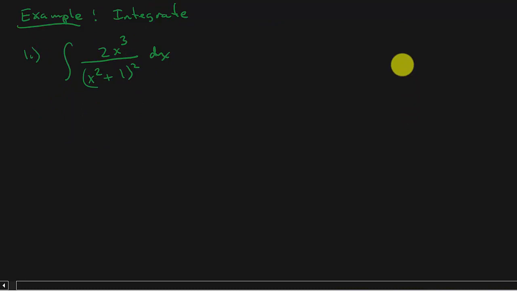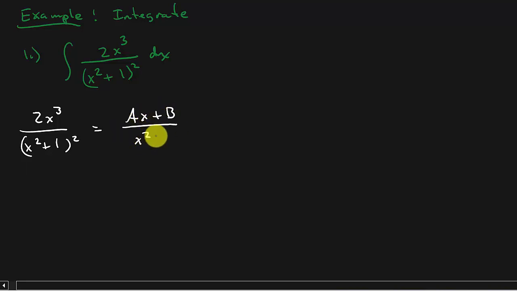So the book I'm teaching out of did not have an example for this, but I found one in the homework exercises, so I just pulled that one out. All right, so we've got 2x cubed over x squared plus 1 squared. So we've got a repeated quadratic factor. So that's going to be ax plus b over x squared plus 1, plus cx plus d over x squared plus 1 squared.